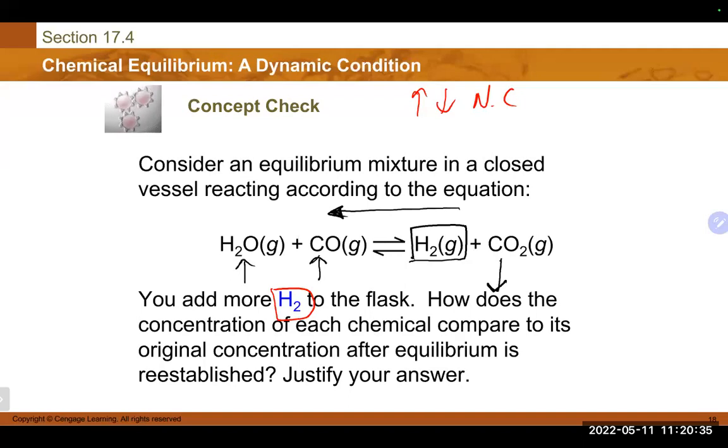And once again, for the H2, we'll see a similar effect. It will kind of go up because we added it, but then it should start to come back down as it starts reacting in the reverse direction in this case. Any questions on any of those there? Yeah.